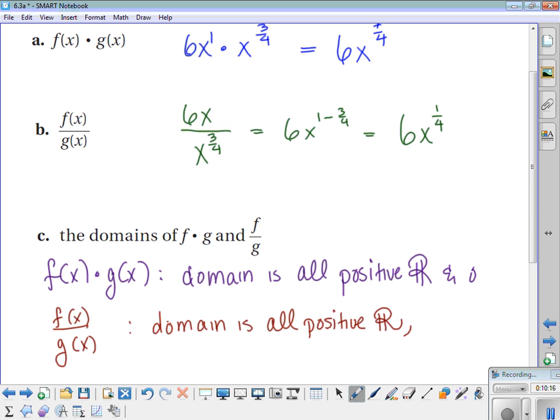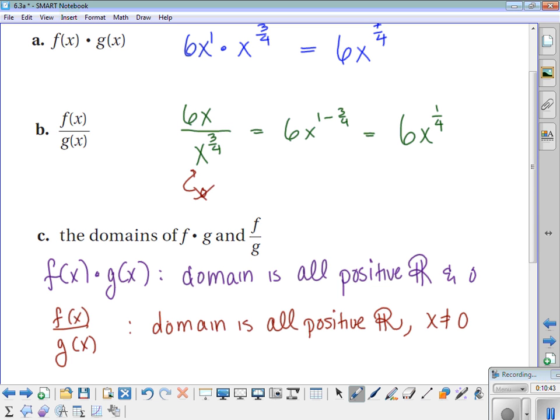But in this case, can x equal 0? If we have 6x over x to the 3/4, that means if I put in a 0 right there, can I divide by 0? No, I can't have a 0 there. So that means x can't equal 0 for the second one. Okay?